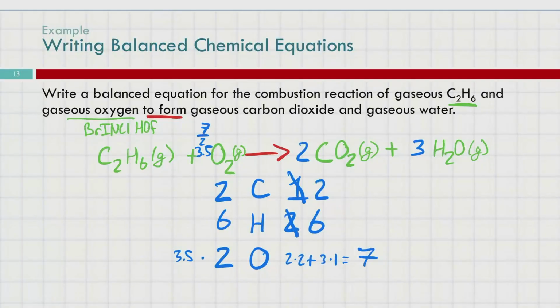Okay, so we've got everything balanced. We've got 2 carbons on the left side and the right side, 6 hydrogens on the left side and the right side, 7 oxygens on the left side and the right side.